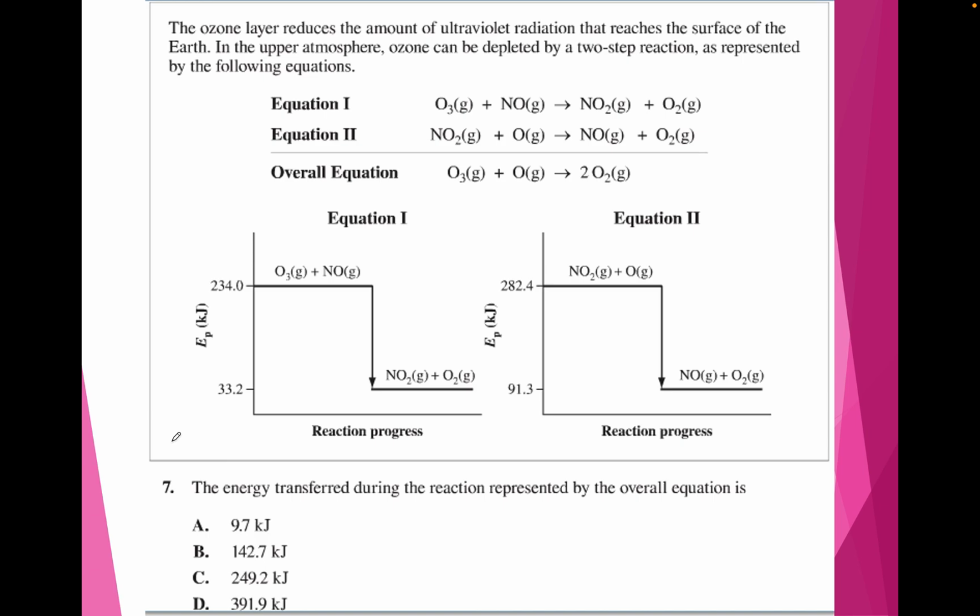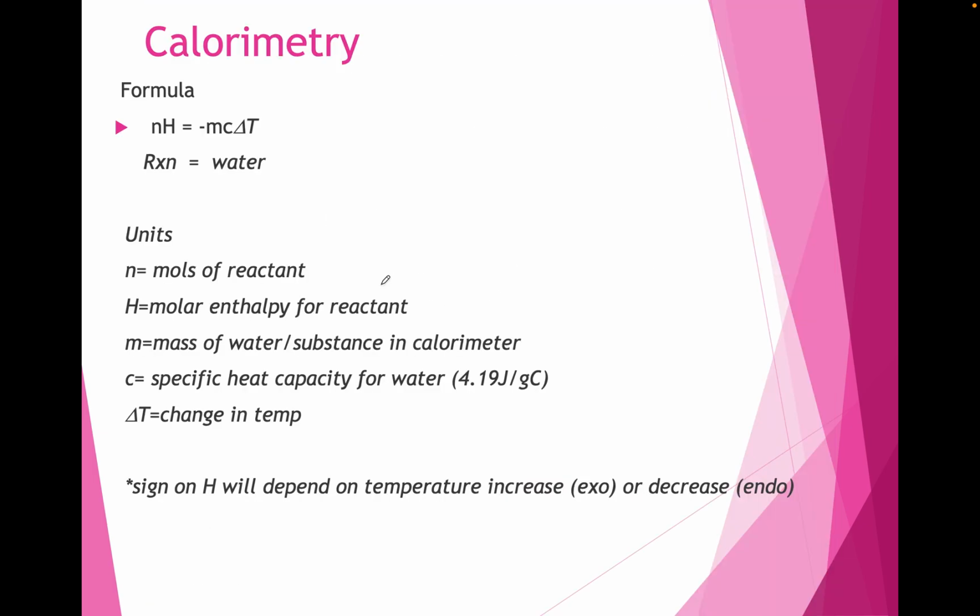So this next one is a similar equation. The only extra step here is the delta H's were not given to you. You have to read the graph, and then you're doing the same thing.